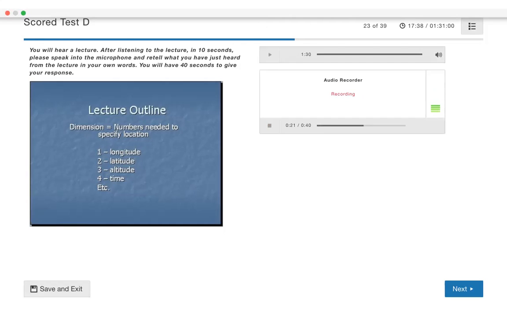In the next part of the lecture, the speaker mentioned events, small numbers, and space. In the final part, the speaker mentioned where, when, and time. In the last part, the speaker mentioned latitude and altitude. In conclusion, it's a very informative lecture.